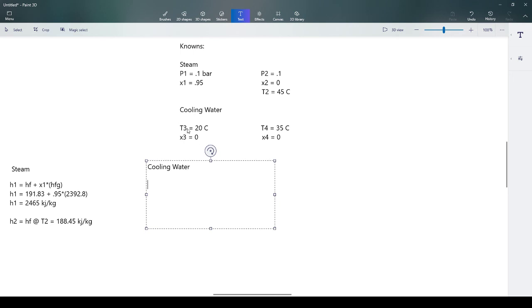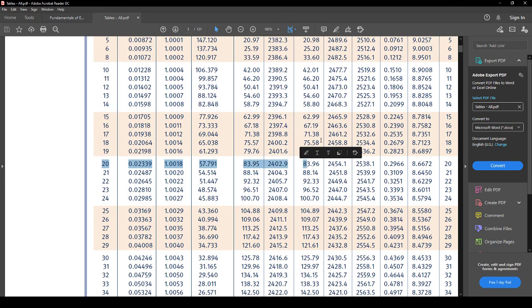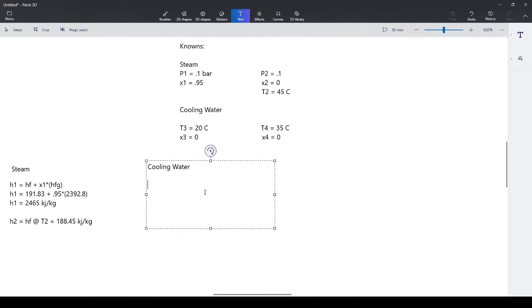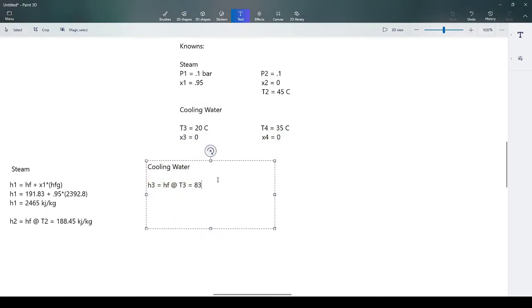We know that T3 is equal to 20 degrees Celsius and X3 is equal to 0. So once again, this is just a liquid value that we can look up at the temperature. So we're at 20 degrees, and it looks like 83.96 is our value. So H3 is equal to HF at T3, which is then equal to, oh my god, I'm going to have you guys write these into the chat every time, 83.96. I need you guys to be my scratch pad.